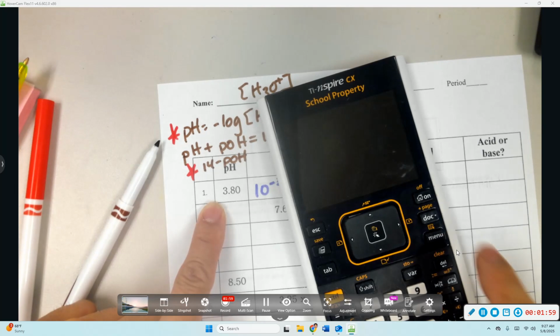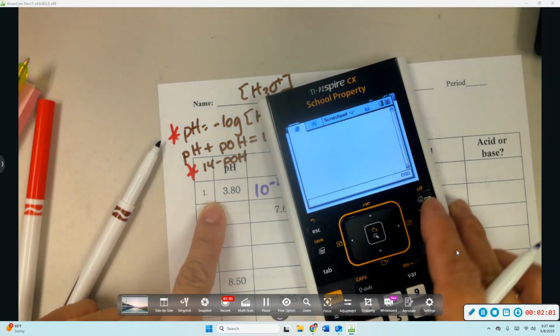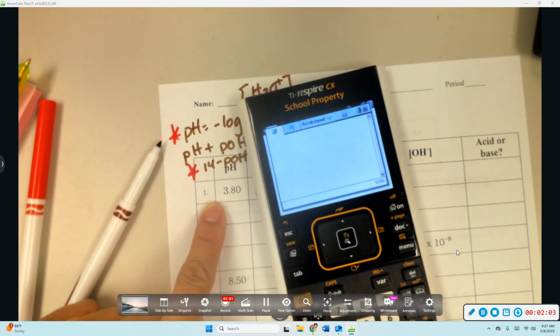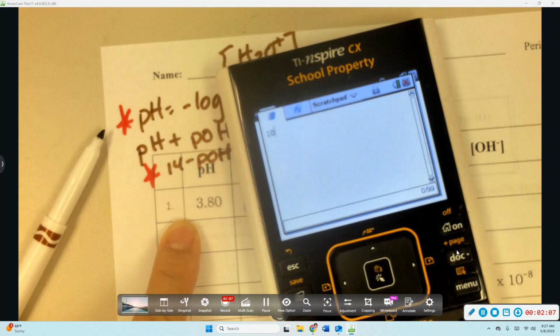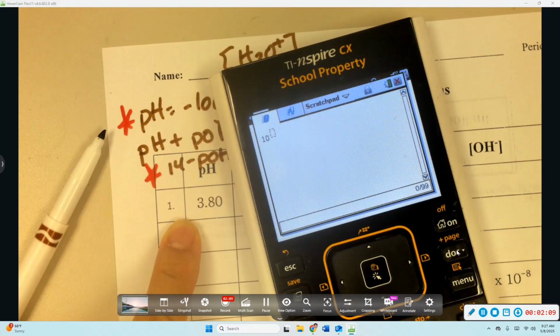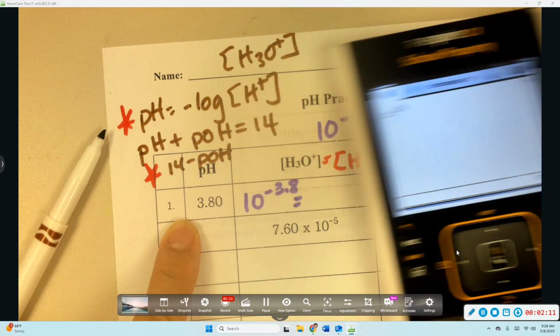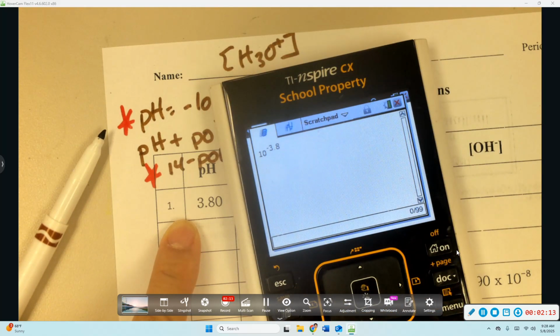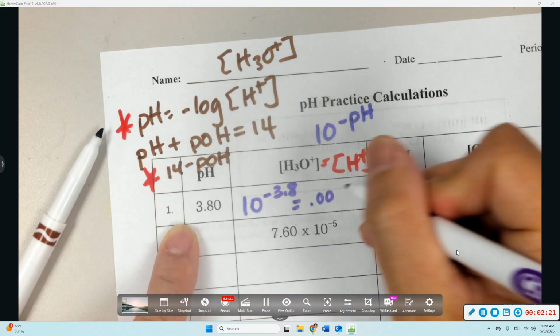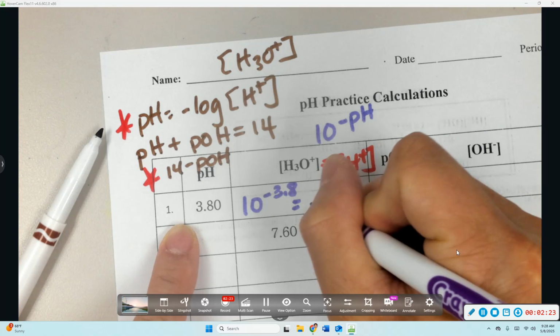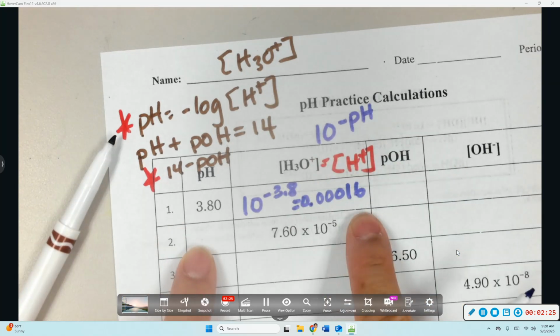Let's just go ahead and do this one anyways. Power that on. Hopefully you can see here. I'll type in 10 raised to the negative 3.8. Did I put negative earlier? Yes, I did. So hit enter and you have 0.00016. Notice this is not in scientific notation, and that's fine.